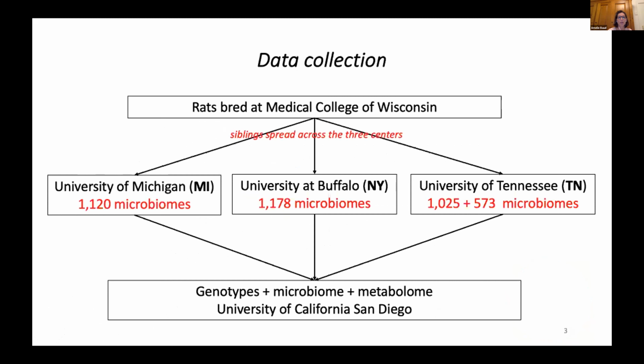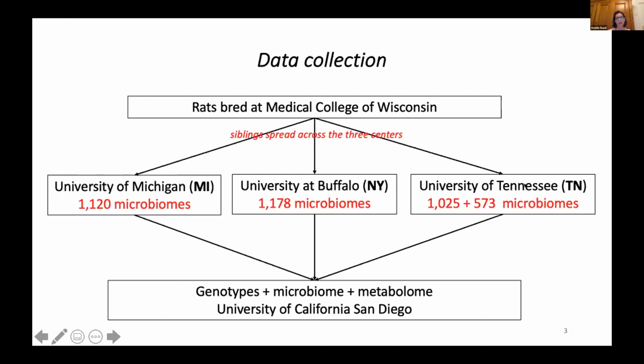Just a quick reminder, the rats were bred by the amazing Leah Solberg-Wood, originally at Medical College of Wisconsin, and then they were sending siblings to the 3 different centers. So something that is quite important for my studies, that at least in theory, there should be 1 male, 1 female from each sibship in each of the 3 phenotyping centers, so Michigan, Buffalo, and Tennessee.